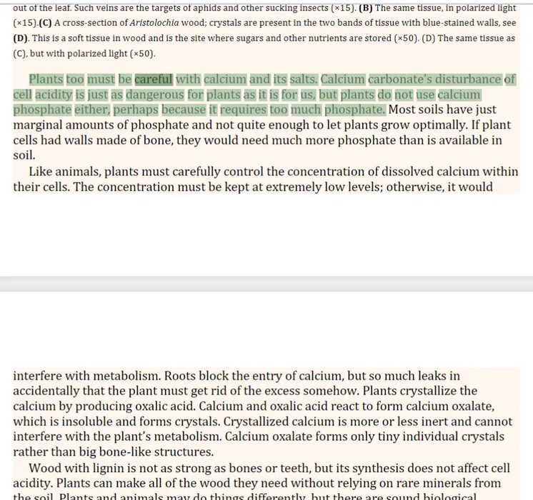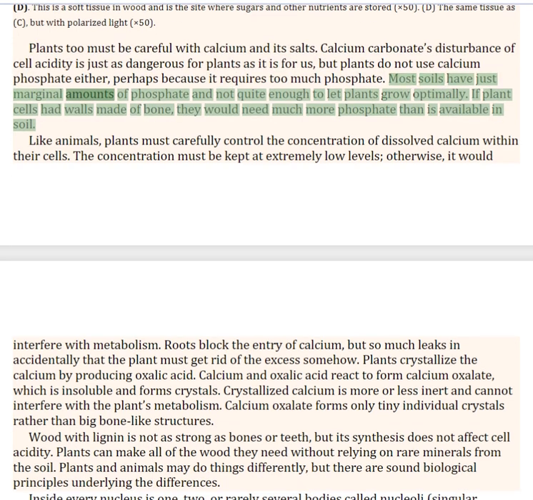Plants too must be careful with calcium and its salts. Calcium carbonate's disturbance of cell acidity is just as dangerous for plants as it is for us, but plants do not use calcium phosphate either, perhaps because it requires too much phosphate. Most soils have just marginal amounts of phosphate and not quite enough to let plants grow optimally. If plant cells had walls made of bone, they would need much more phosphate than is available in soil.